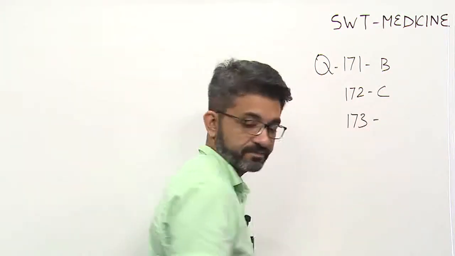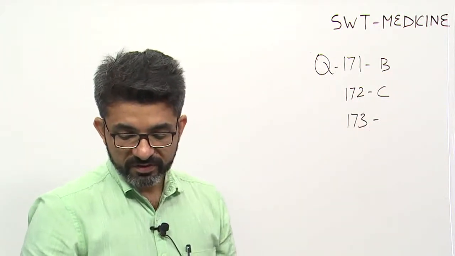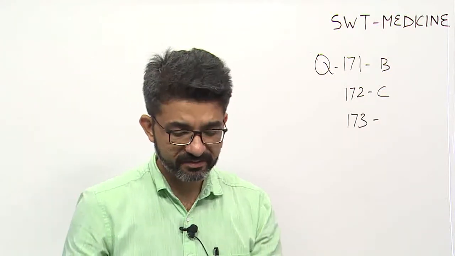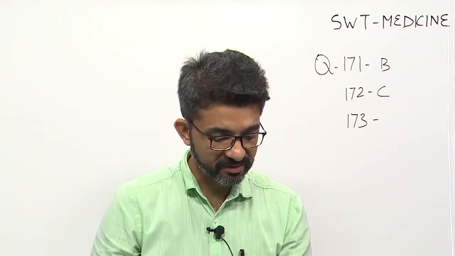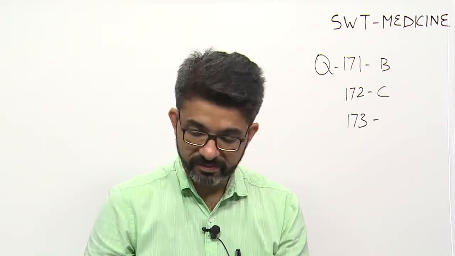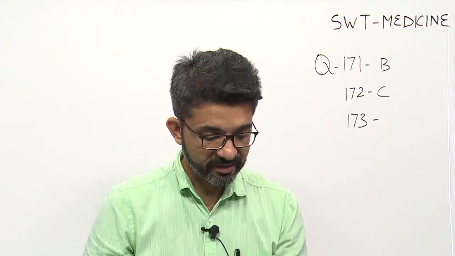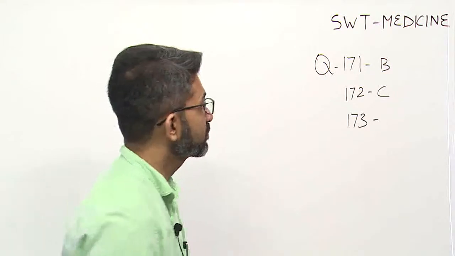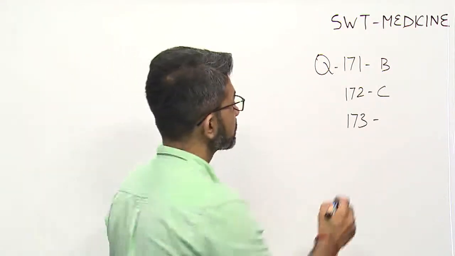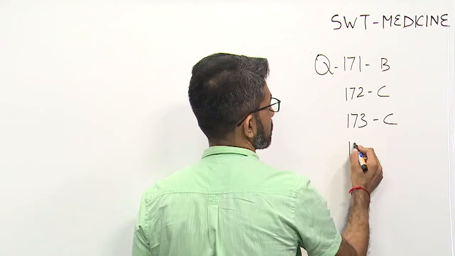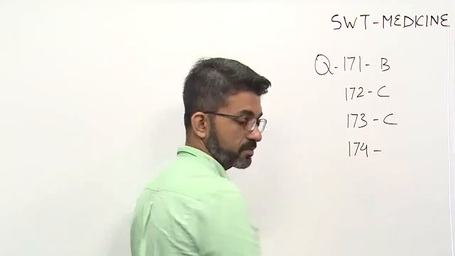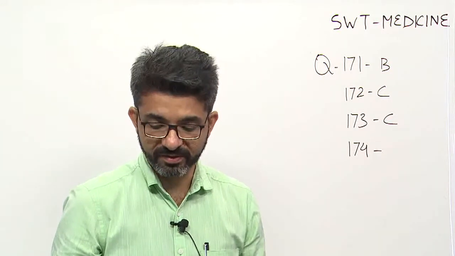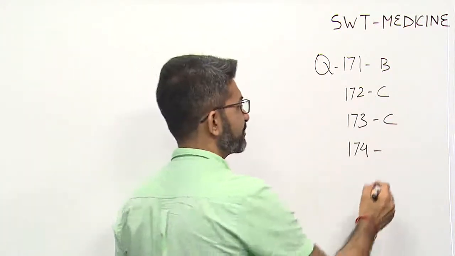173. Which of the following drugs is a potassium channel activator? It is nicorandil. It is a selective potassium channel opener or activator, and it has a vasodilating property. It is a coronary vasodilator. Remember, it is a coronary vasodilator. So, answer is C. 174. Clevidipine, very similar to amlodipine. It is a calcium channel blocker. Self-explanatory question.